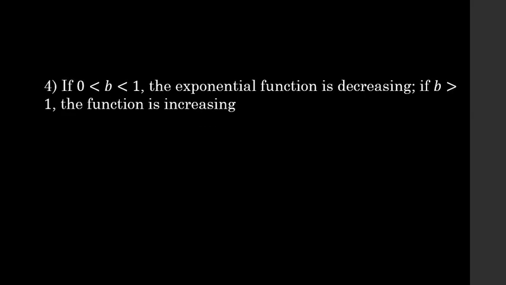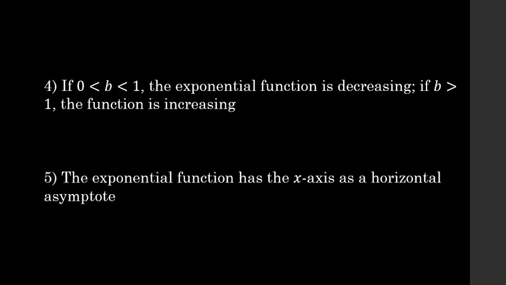If the base is a positive number that's less than 1, then the exponential function is decreasing. If our base is greater than 1, then the function is increasing. And the exponential function does have a horizontal asymptote. The horizontal asymptote is going to be the x-axis.